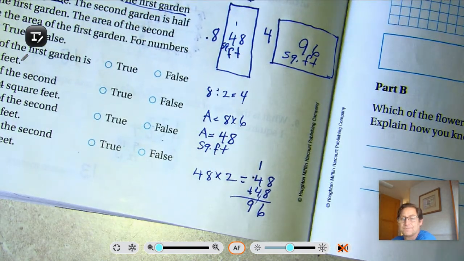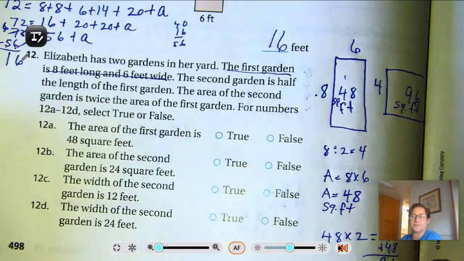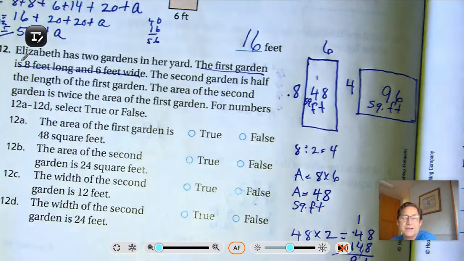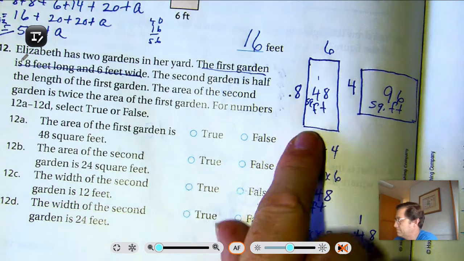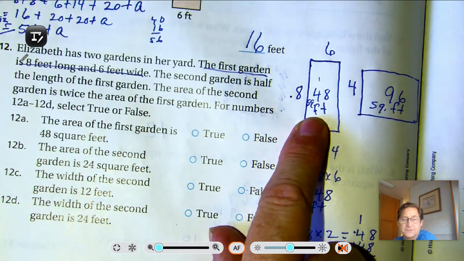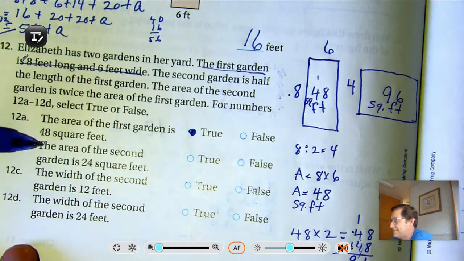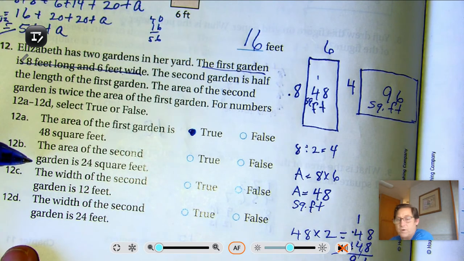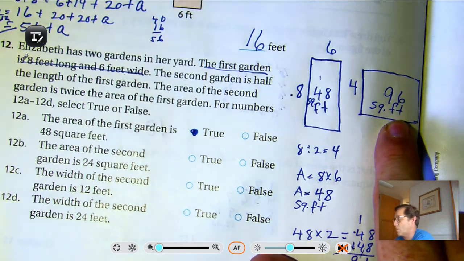All right. Now, let's see if we can figure out these questions. The area of the first garden is 48 square feet. Yeah, 8 times 6 is 48. True. The area of the second garden is 24 square feet. No, that would be half as big. They told us it was twice as much.